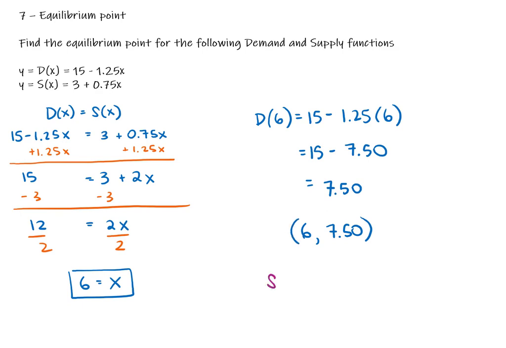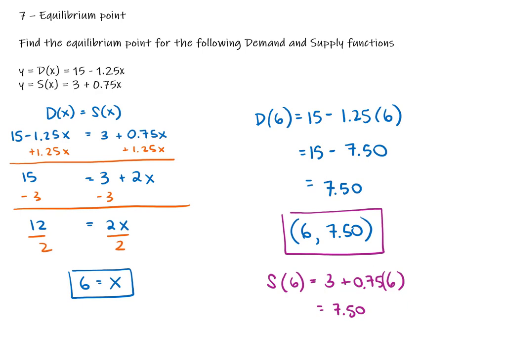Notice that if instead we plugged 6 into my supply function, I would have gotten 3 plus 0.75 times 6, and that also would have been 7.50. And that makes sense. We should have gotten the same answer because this is the point that is a solution to both the demand and the supply functions. That's it for this section. Thank you. Go practice. Make sure you watch the video and that you practice the word problems especially.